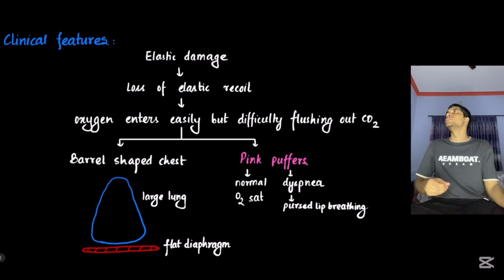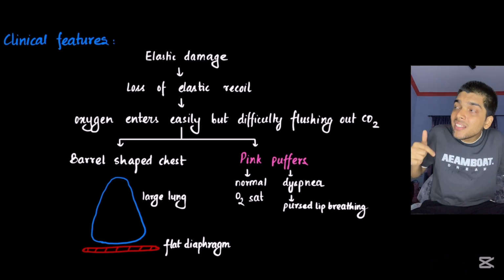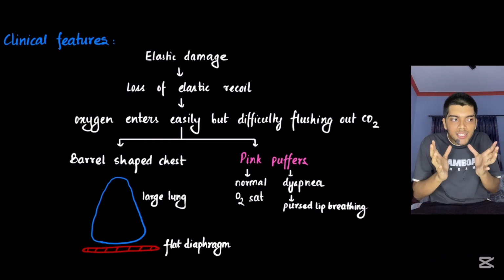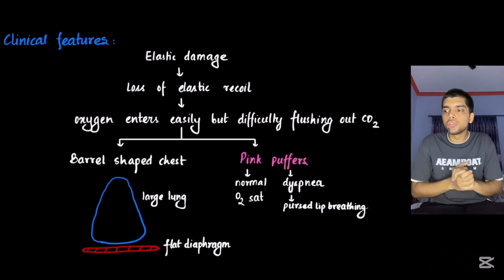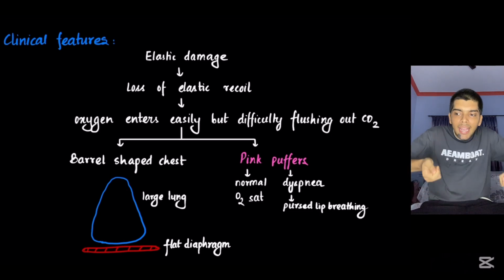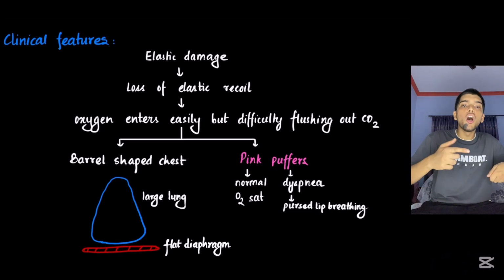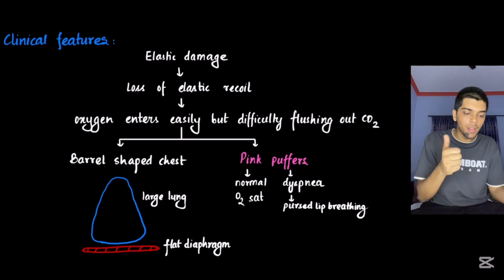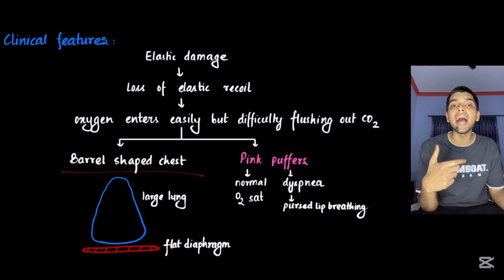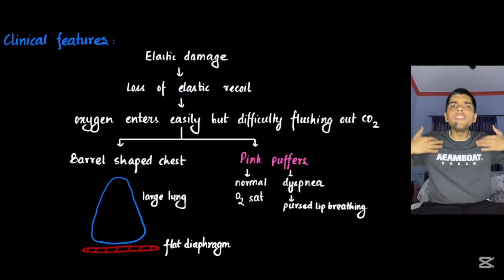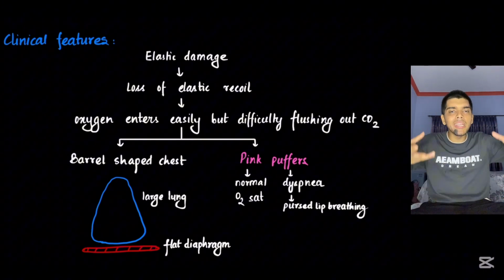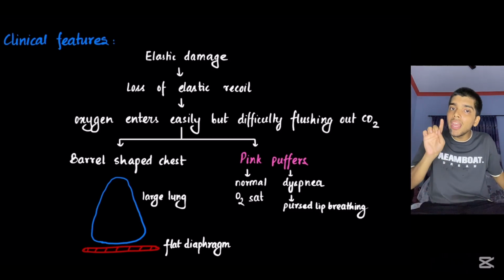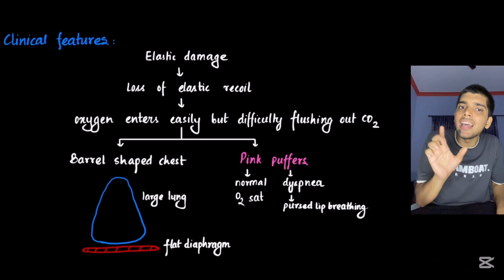Clinical feature. There was destruction of elastic tissue. As a result, the alveoli lost their ability to recoil. So the patient is able to take in oxygen but unable to flush out carbon dioxide. Two things happen. Number 1, the patient gets a barrel-shaped chest. Why? Enough air is being inhaled, the lung is filled with air, but the person is not able to exhale air out.